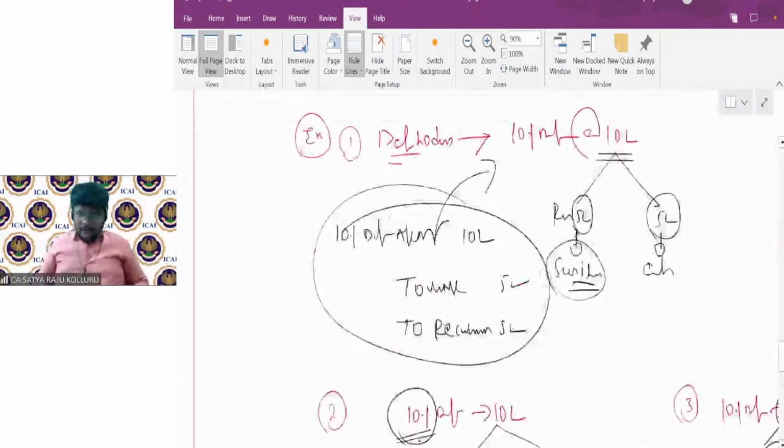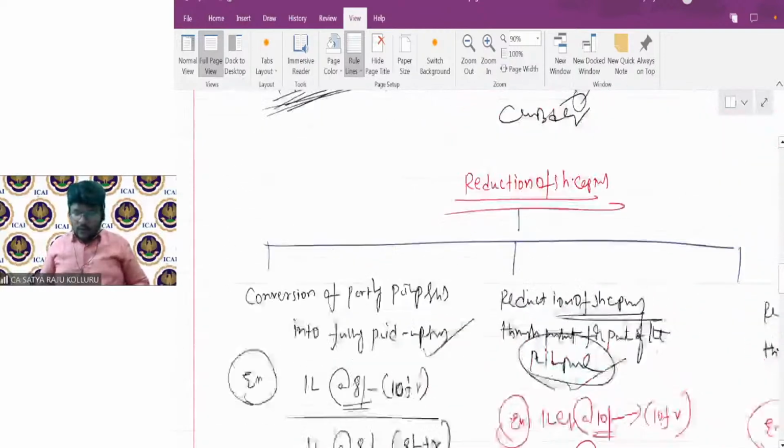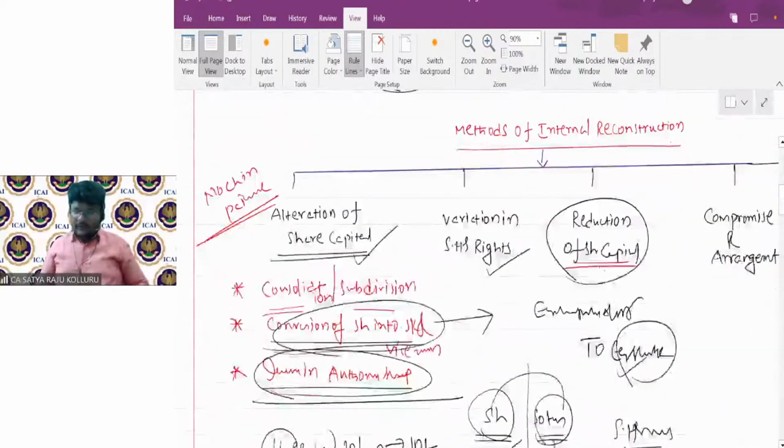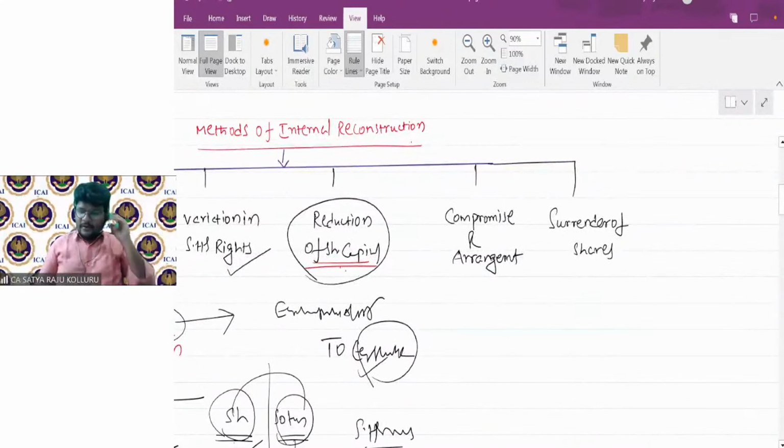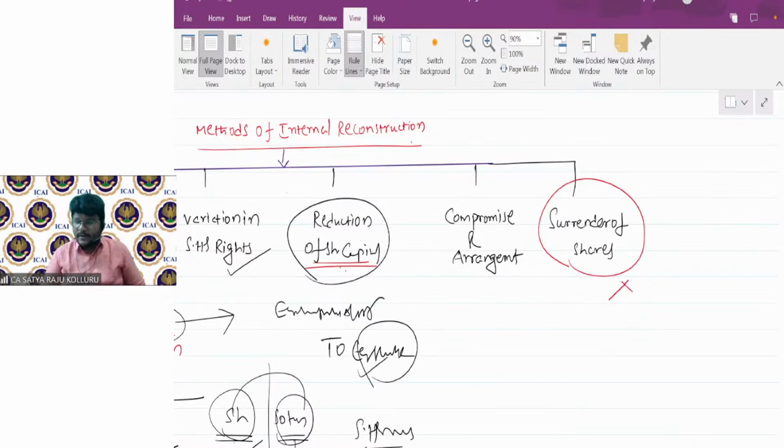Fine. Apart from this, guys, one more type of reconstruction is also possible, which is surrender of shares. I'm not discussing the concept of surrender of shares at this time. After completion of some problems based on the existing methods, let's check the surrender of shares concept at the end of this chapter. Then we'll try to do a problem based on the surrender of shares. That will be a good idea.